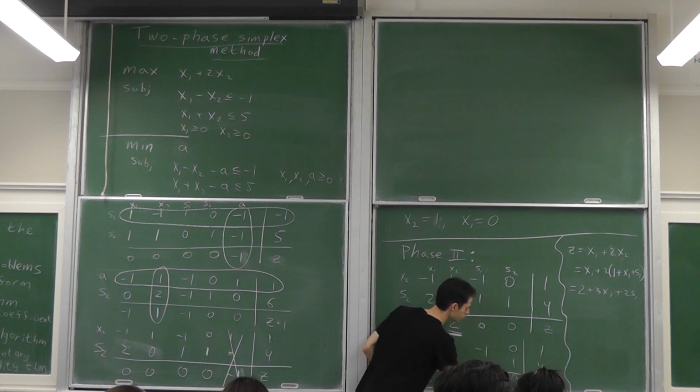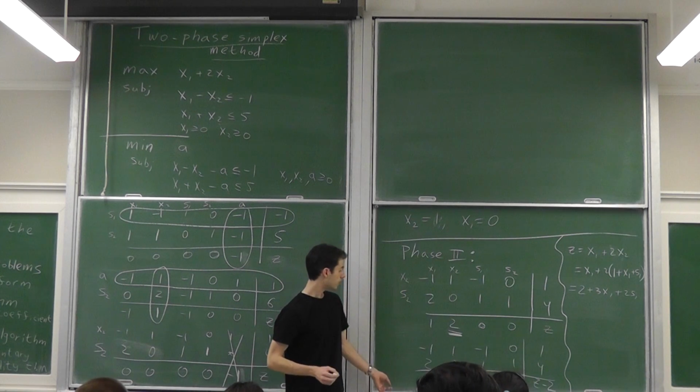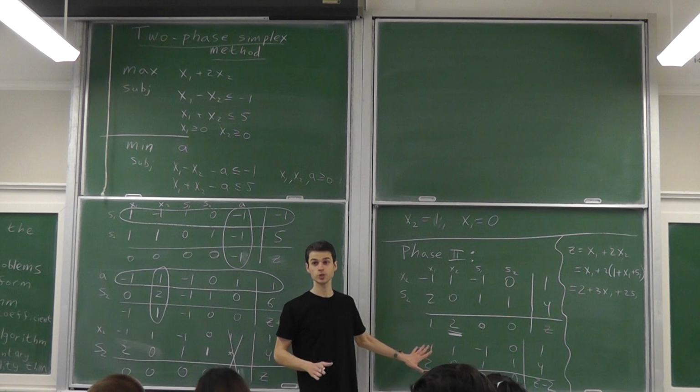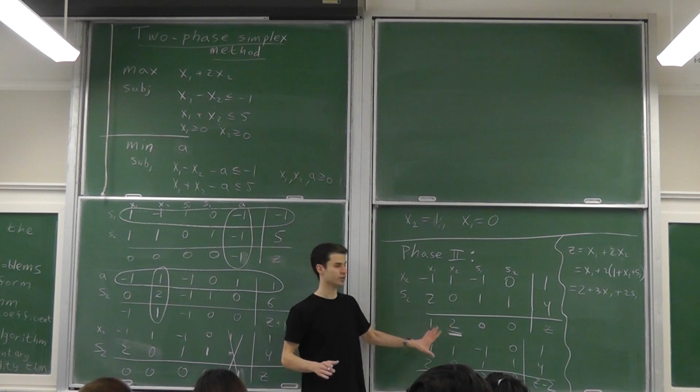Let me emphasize these 2 zeros. Okay, from here it is the usual simplex algorithm. So maybe any questions up to here?